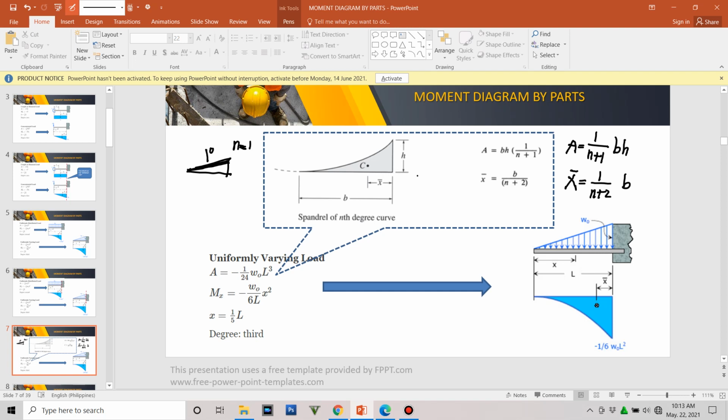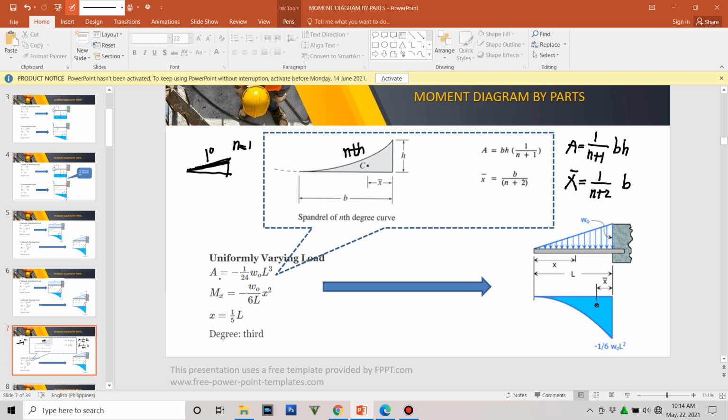So, no problem naman, kahit ano pang degree nito. Kung first degree, triangle lang yun. Just apply these formulas, ano. Kahit na spandrel siya na second degree, third degree, fourth degree, etc., you can come up with the area and the x-bar. So, that is the beauty of having the moment diagram by parts, whatever the shape is. Kasi karamihan lang naman is spandrel, tsaka triangle, rectangle. Yun lang kailangan. Okay.